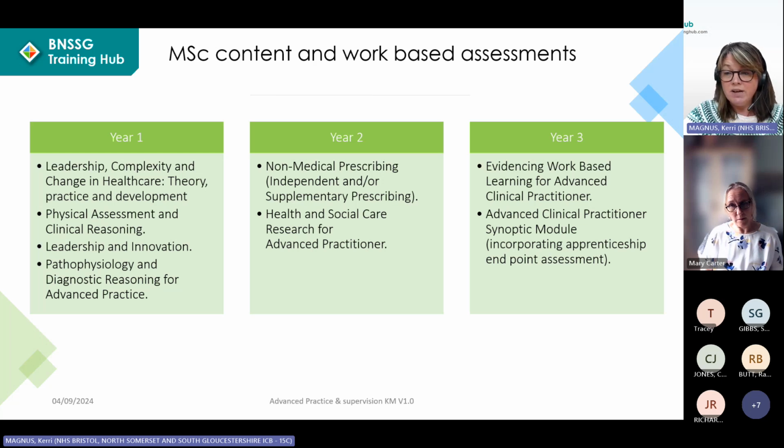The reason why I say in some cases is that outside of general practice, if you go to secondary care, in some cases, advanced practitioners do not need to be prescribers. But in our case, in general practice, this is what we're focusing on.